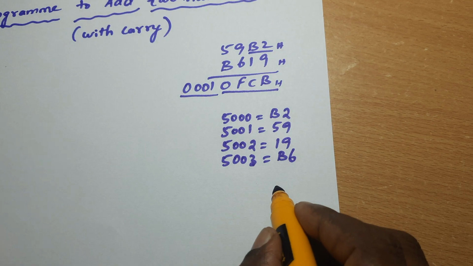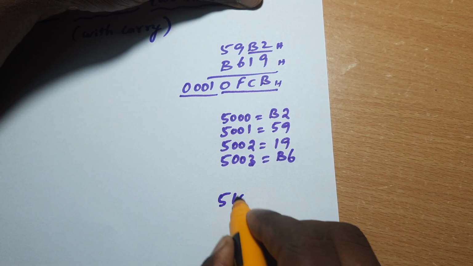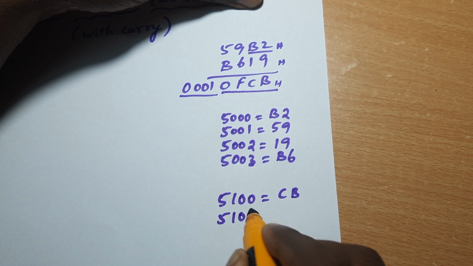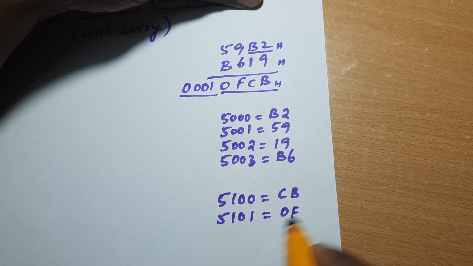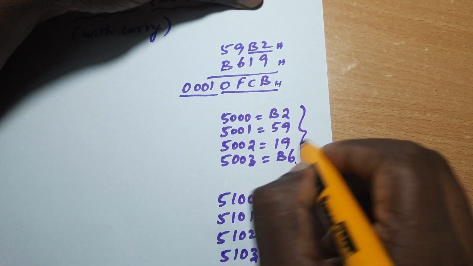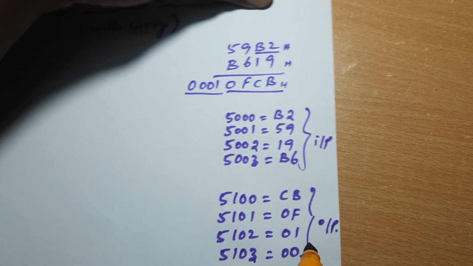Next, we need to decide the output locations. For the output locations, I am choosing 5100 is CB, and 5101 it is 0F, and 5102 consecutively I am choosing 01, and 5103 is 00. These are my input locations and these are my output locations as well as values.